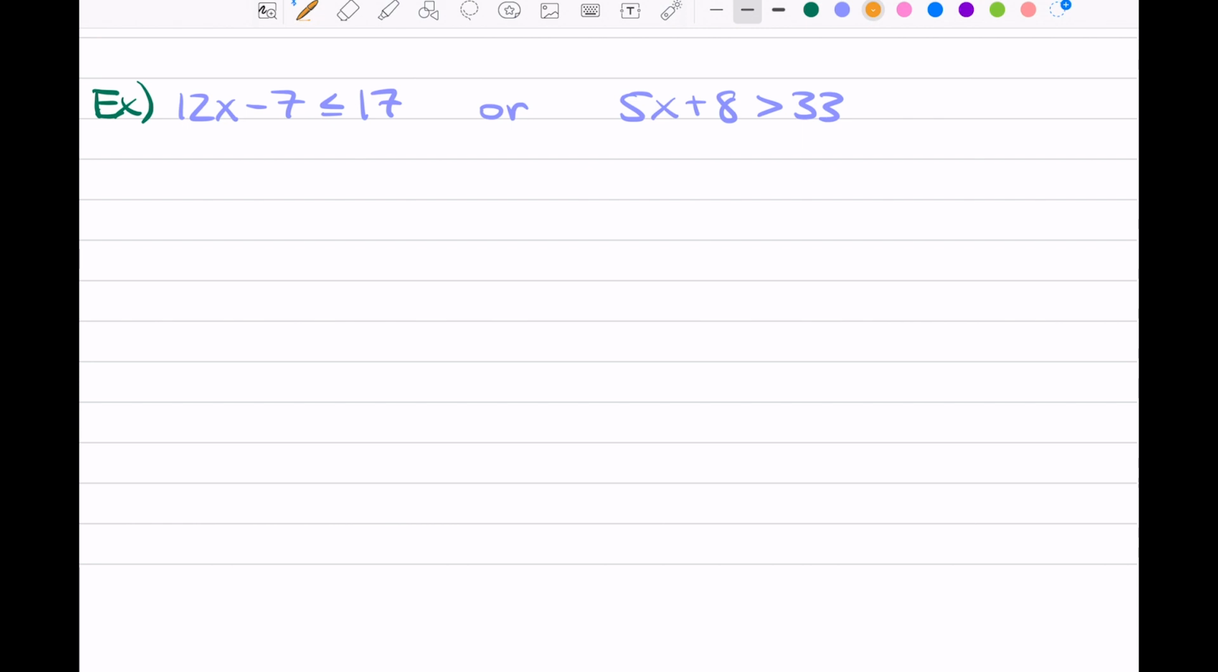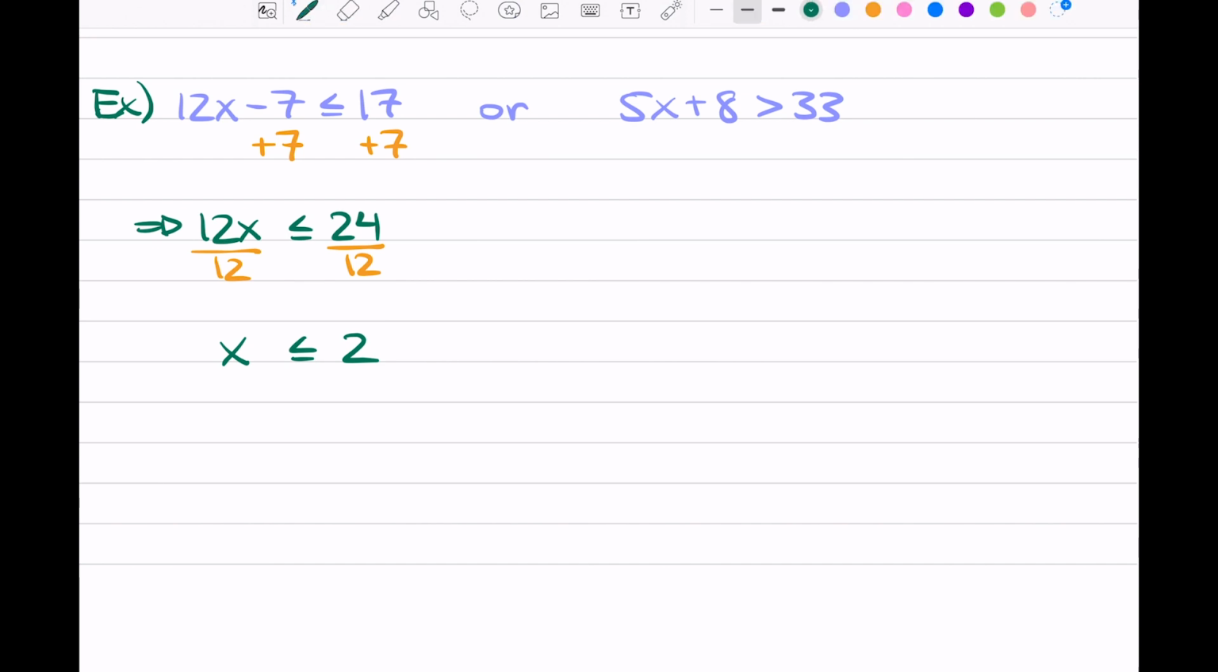On the left, we have 12x minus 7 is less than or equal to 17. To get x closer to being by itself, let's add 7 to both sides. And that leaves us with 12x is less than or equal to 24. Now we divide by 12 on both sides, and we get x is less than or equal to 2. That's part of where x could be.